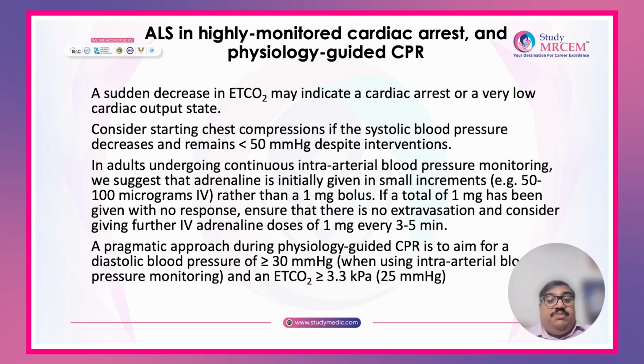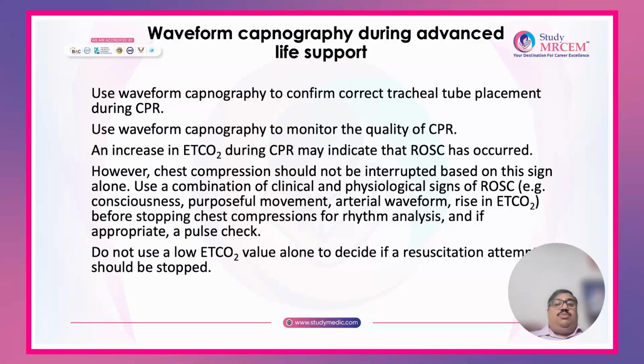If a total of 1 mg has been given with no response, ensure that there is no extravasation and consider giving further IV dose every 3 to 5 minutes, that is 1 mg. A pragmatic approach during physiology guided CPR is aimed to bring up a diastolic blood pressure of above 30 and an ETCO2 above 25 mmHg. So that is the approach that you need to keep in your mind.